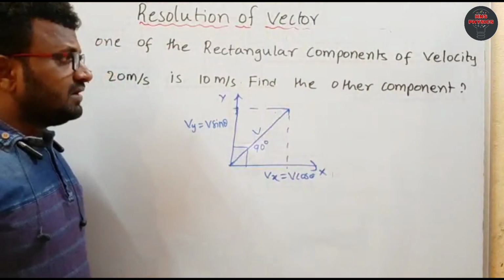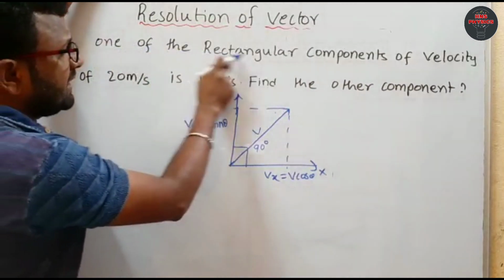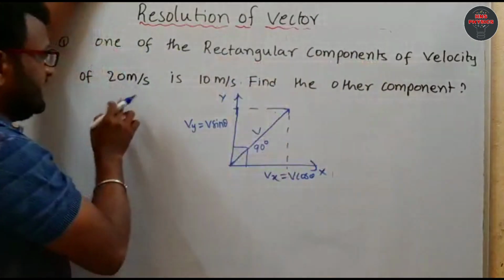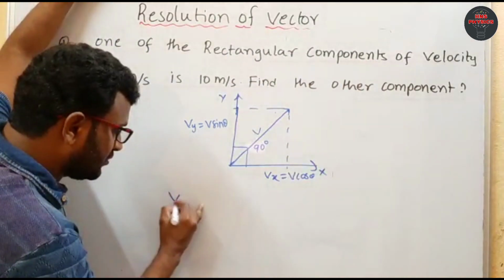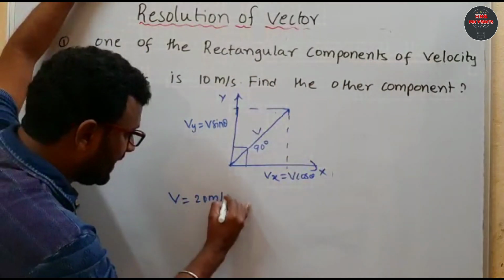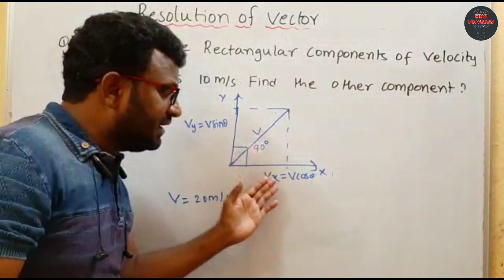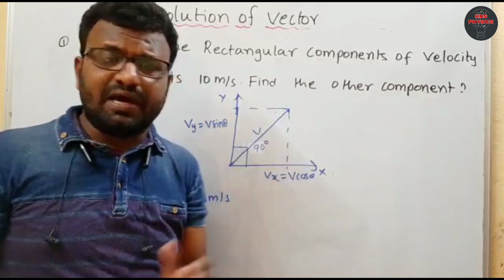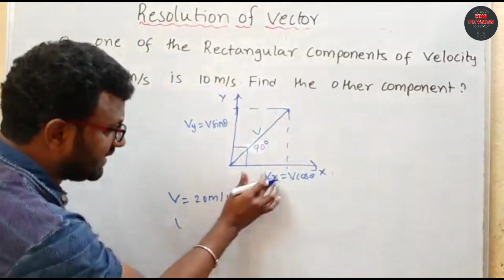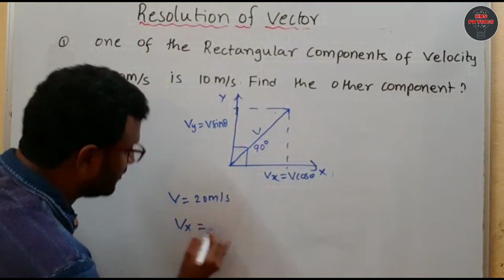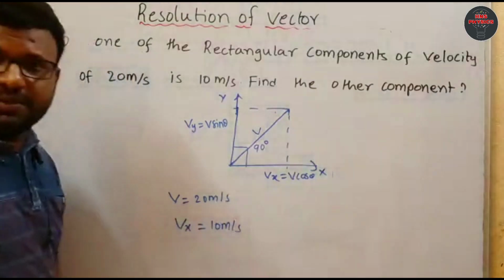So what is given in the data here? The value of one of the rectangular components of velocity is given. V is equal to 20 meter per second, and one of the components is given. You can take any component, either horizontal or vertical. I am taking the horizontal component, Vx, which is given as 10 meter per second.